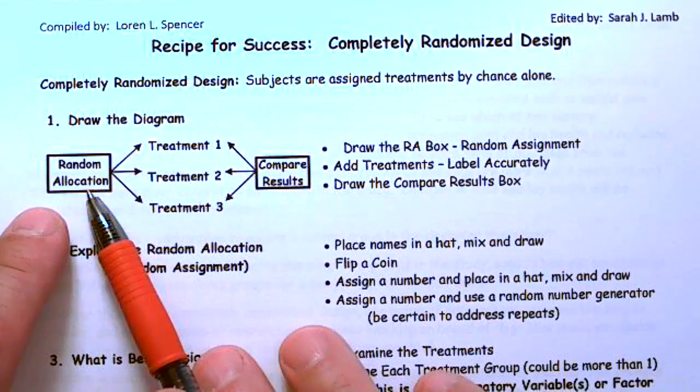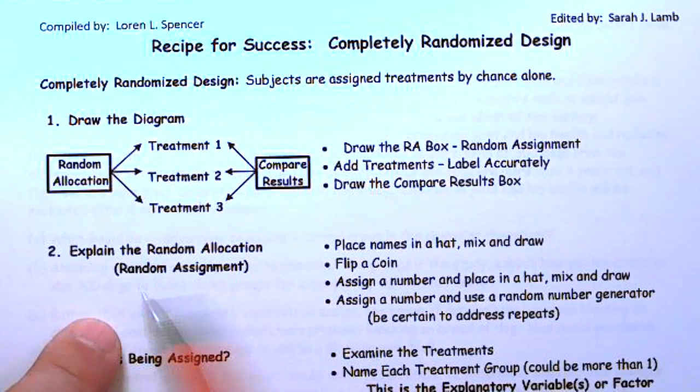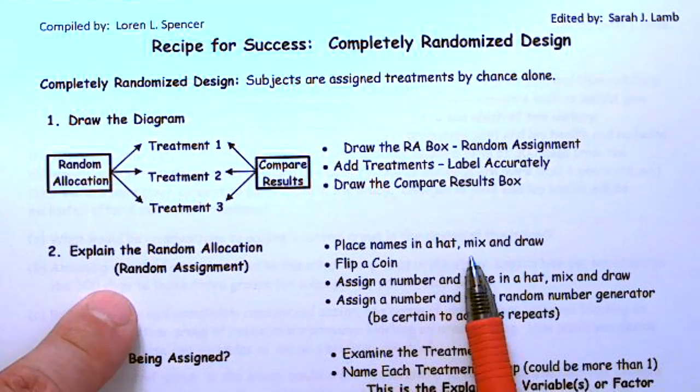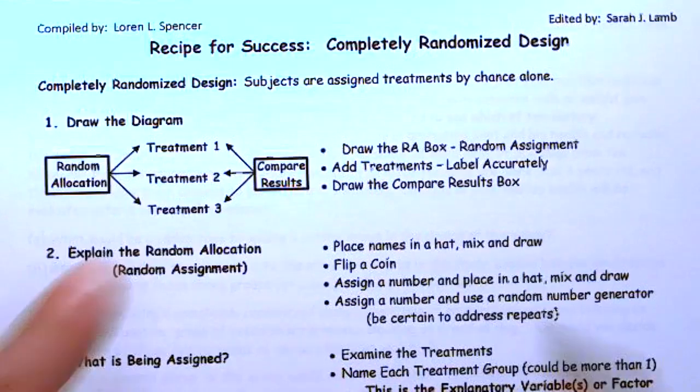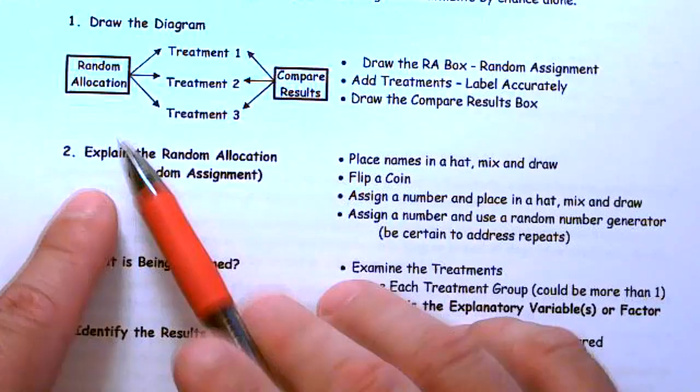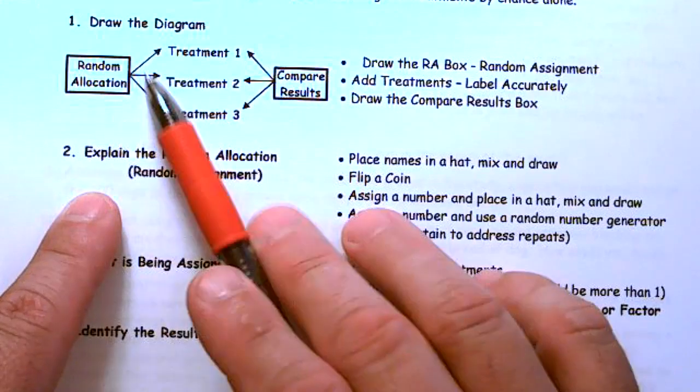So we started off with random assignment or random allocation, which is where we impose the treatments. And we're going to explain how we do that. We could be placing the names in a hat, mixing and drawing. We could flip a coin. We could assign a number and place it in a hat. We could use a random number generator. So that's the way you would do the random assignment of the treatments. That's the way you do this first part.